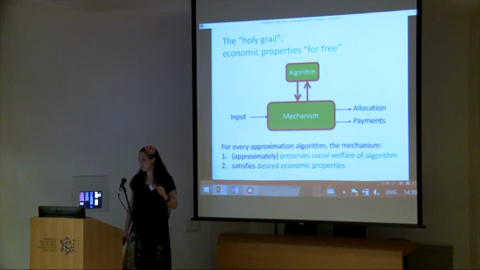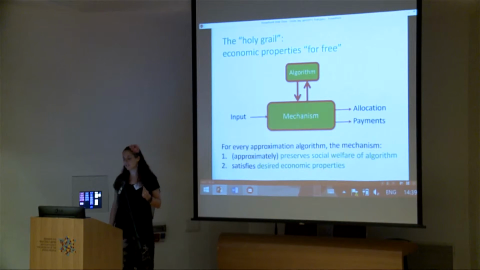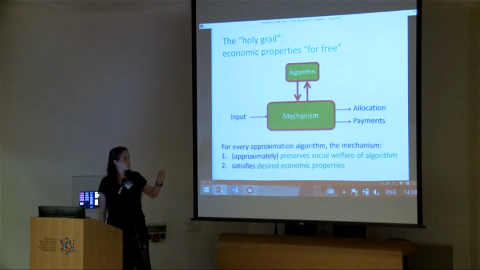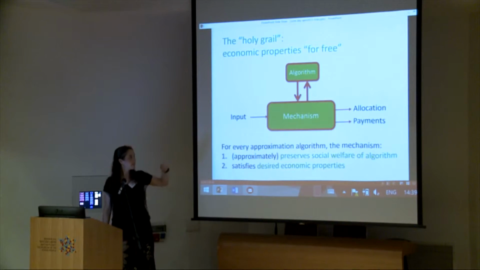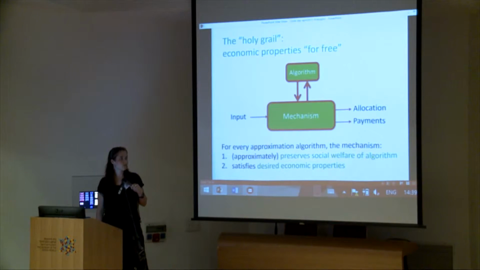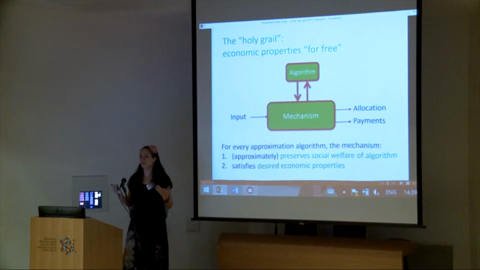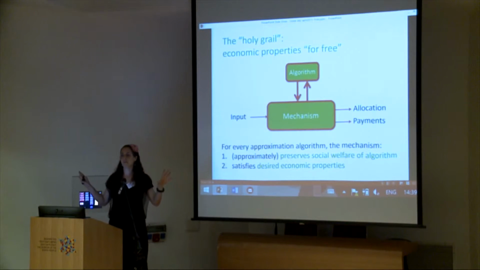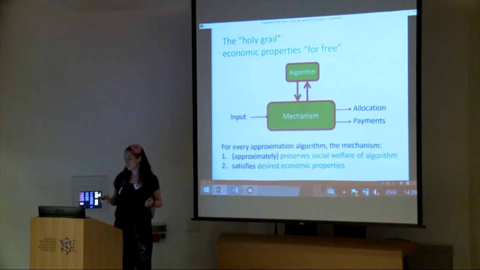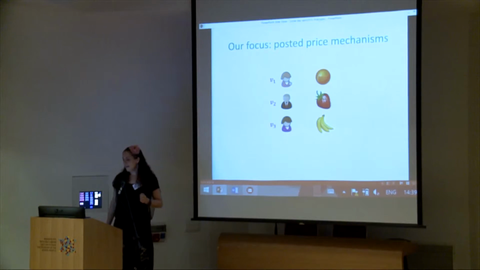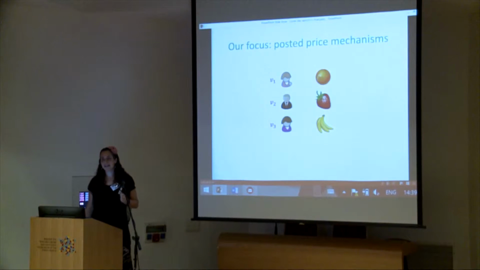So the holy grail, if you wish, is that for every approximation algorithm, we want the mechanism to approximately preserve the social welfare that the algorithm gives us, and at the same time also to satisfy the desired economic property. And it would be really nice if this were done through a black box reduction, which decouples the algorithmic work from the economic work.